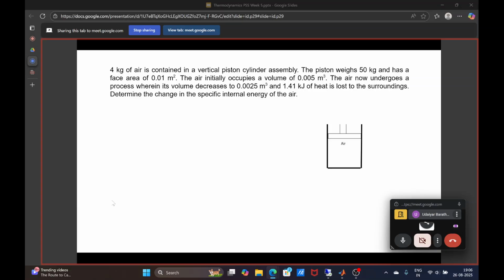So you have 4 kg of air contained in a vertical piston cylinder assembly as shown. The piston mass is given to be 50 kg and the area is given as 0.01, so we can estimate the pressure. The air initially occupies a volume of 0.005 meter cube. The air is undergoing a process wherein its volume decreases to 0.0025 meter cube and 1.141 kilojoules of heat is lost to the surroundings. So heat is also given, how much heat is lost. We need to find out how much the internal energy changes during this process.